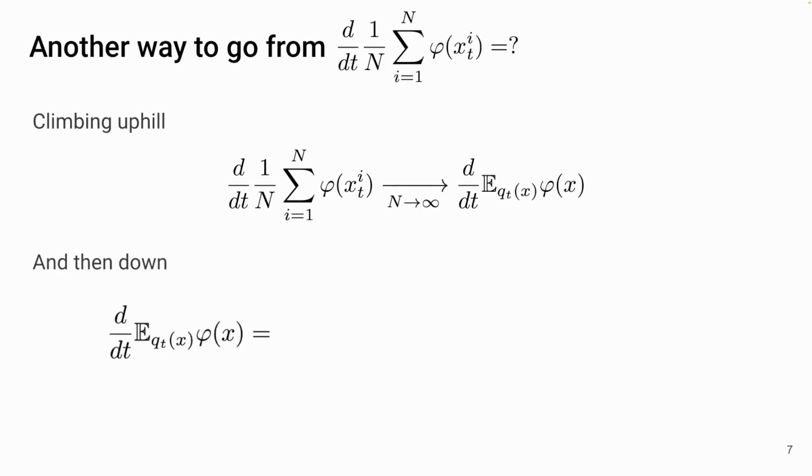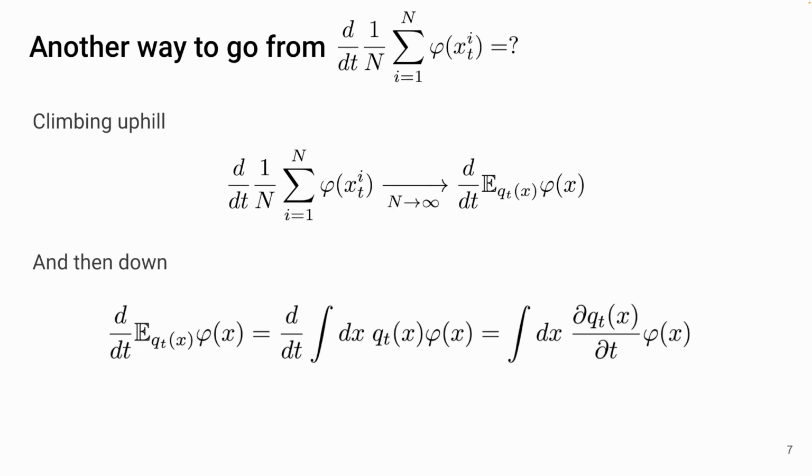And from there, we can go downhill once again. I see the derivative, I take the derivative. So the expectation is simply an integral, and we can put this derivative inside the integral and get the following expression. So this is the integral of the derivative of our density function multiplied by the function phi of x.